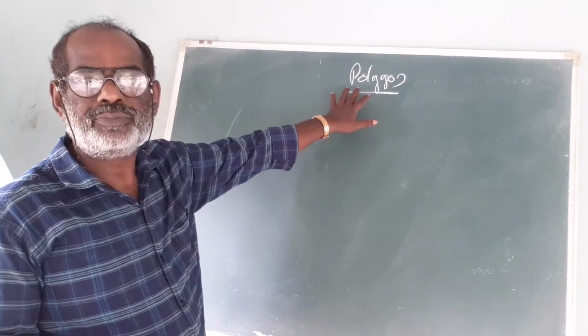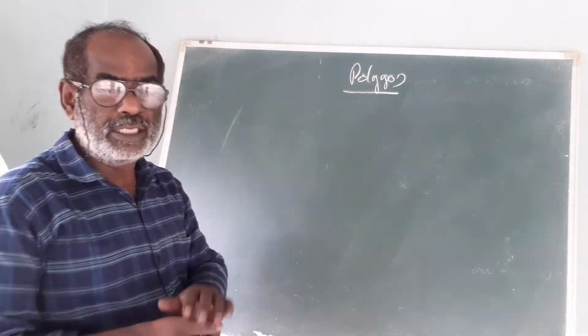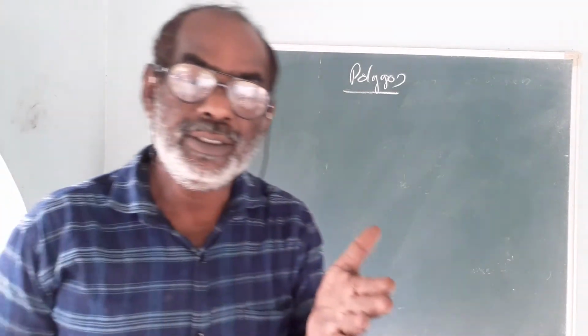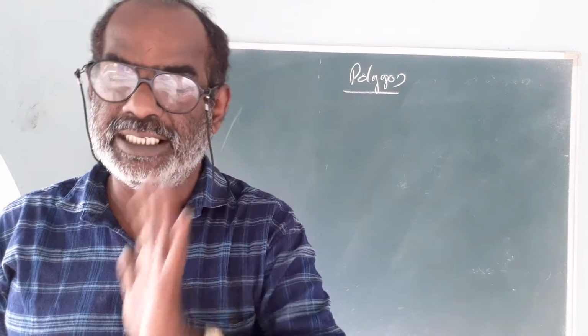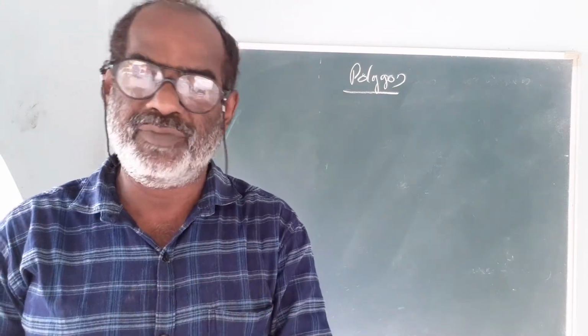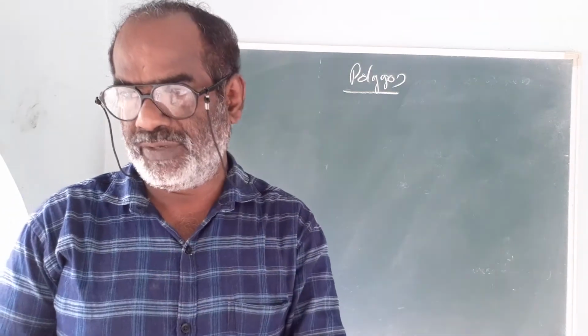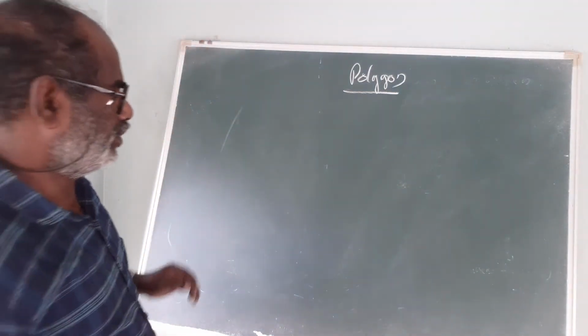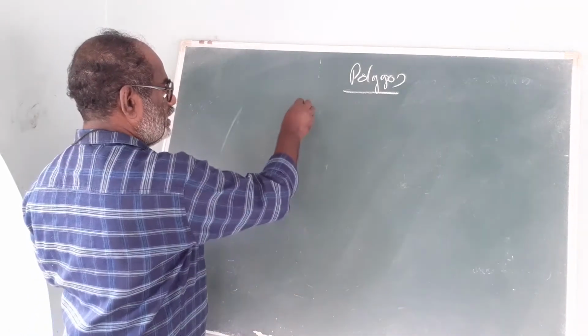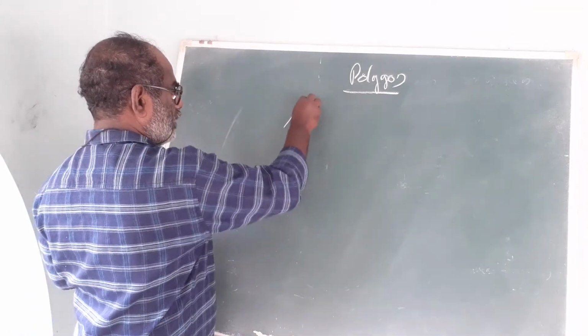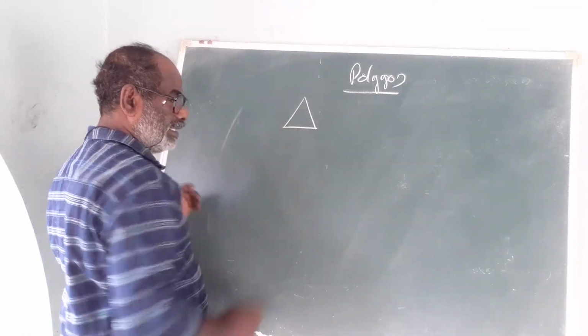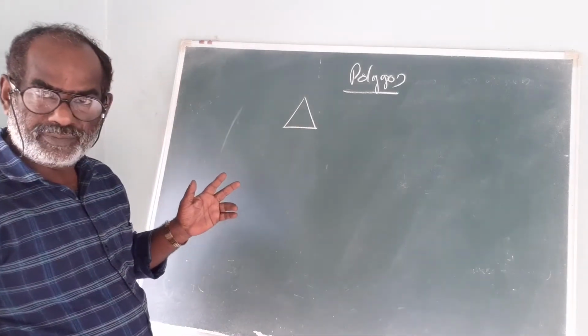Polygons. What is a polygon? A polygon means a geometric figure with three or more sides. We can see that this is a three-sided geometric figure. It is known as a triangle.